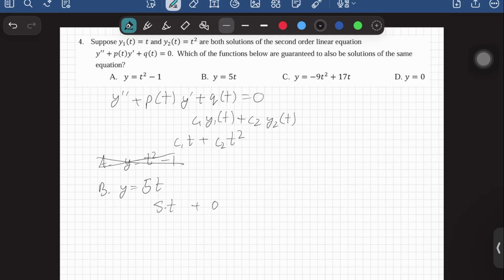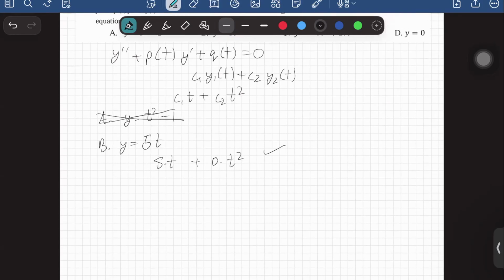So 5t plus 0 multiplied by t squared, right? So it is a linear combination of the two solutions. So this is guaranteed. So B is guaranteed, so this is one of the options.